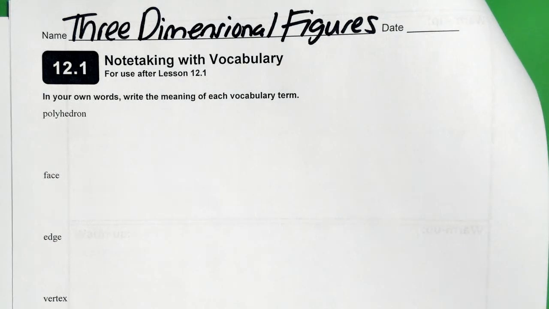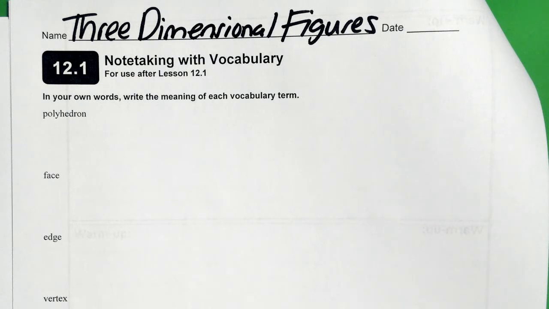Hello everyone, we are on to our final chapter of our Big Ideas textbook, which is over 3D figures and shapes. We will be discussing surface area and volume, as well as lateral area. Most of the year we've talked about 2D shapes. Now we're going to talk about 3D shapes, and 12.1 discusses three-dimensional figures.